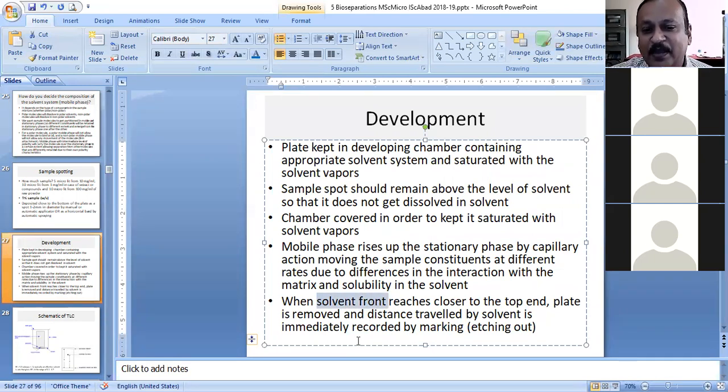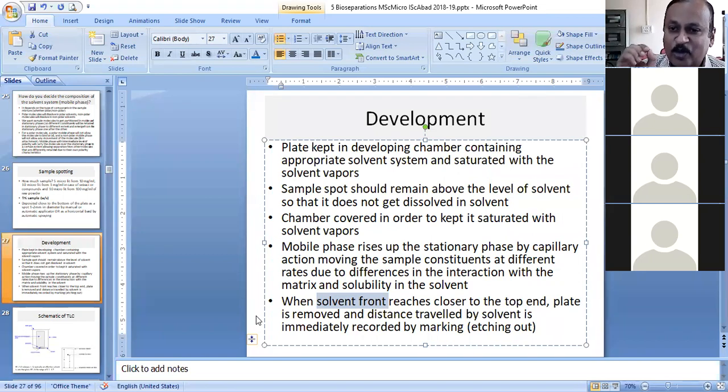Okay. Now, when the solvent front has reached the other end, close to the top end of the plate, then you are supposed to stop the chromatography. How do you stop the chromatography? Just remove the plate very carefully, very gently out of the chamber, and then you keep it for drying, or you can just keep it in the open so that all the solvent vapors will evaporate. But before that happens, immediately when you remove the plate, you have to mark the solvent front.